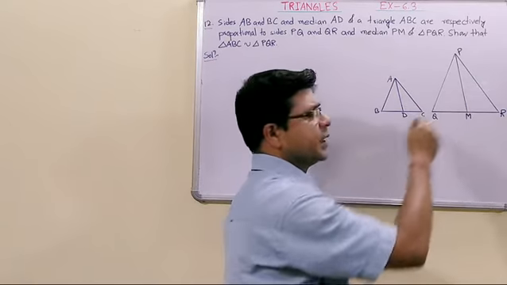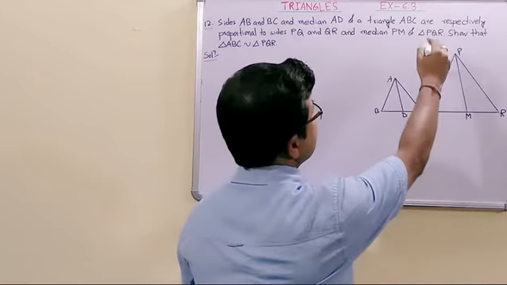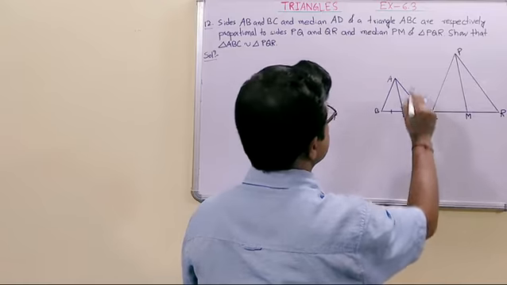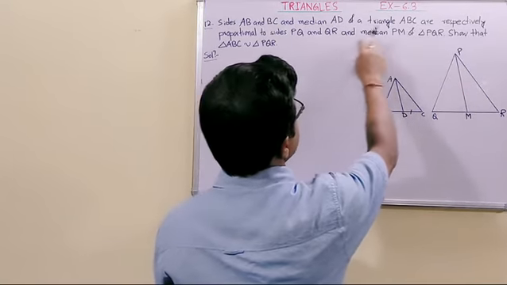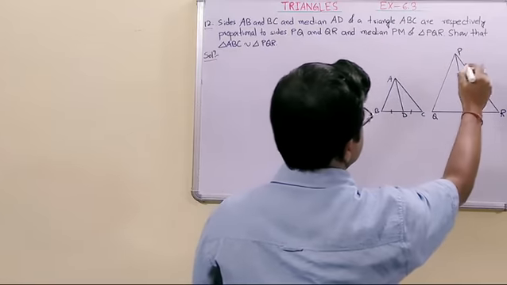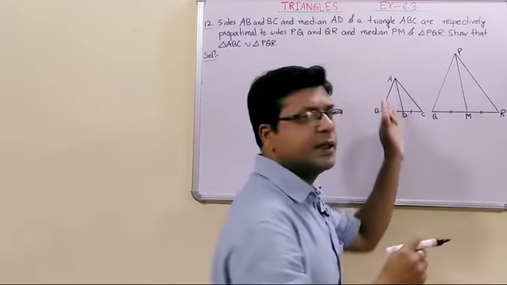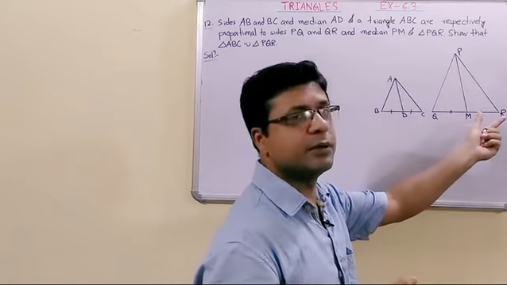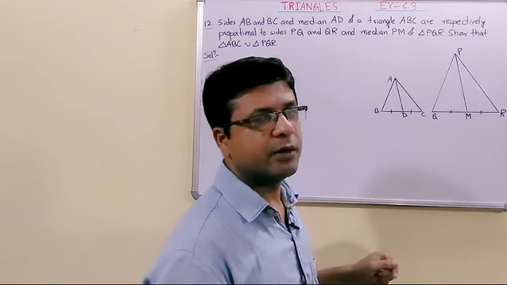Here the two triangles are given. Here you see what is AD. It is given that AD is a median. That means these two sides are equal. And in this triangle, what is PM? It is given, median PM. That means these two sides are also equal. We know that a median divides the side into two equal parts. We have to prove these two triangles are similar. Now how shall we proceed?